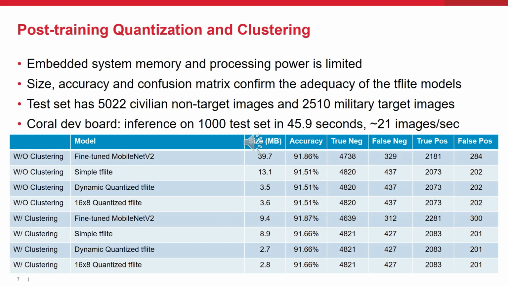The model was developed on Colab, but embedded systems have restricted memory and processing power, so post-training quantization and clustering were applied. As you can see in the table, there's almost no effect on performance because of quantization and clustering. You see that in the accuracy and the number of false positives. This test set was quite large, but when 1,000 test images were used on the Coral Dev board, they were able to complete that inference in 45.9 seconds, which is about 21 images per second.